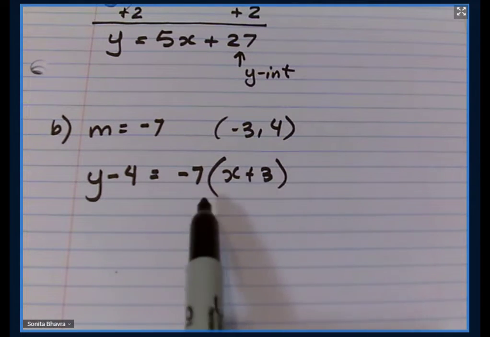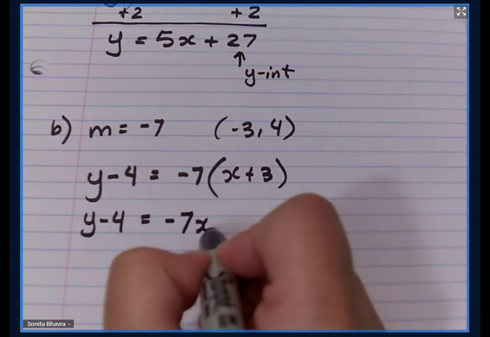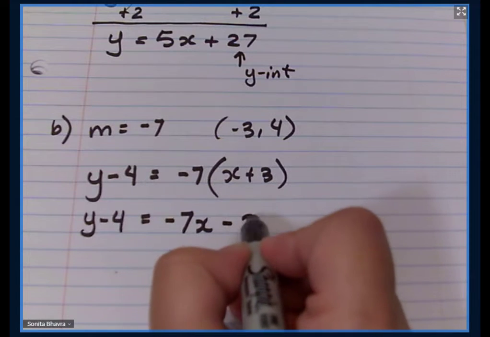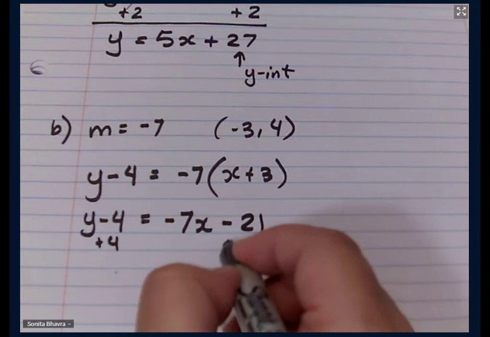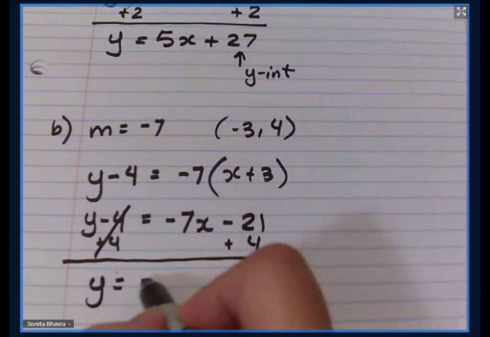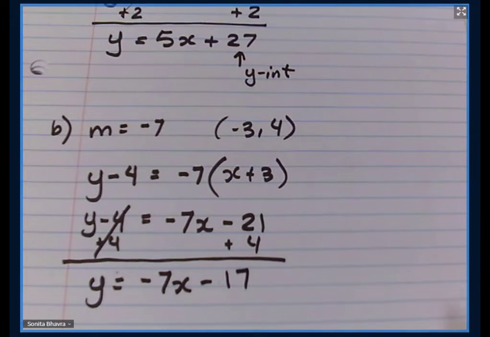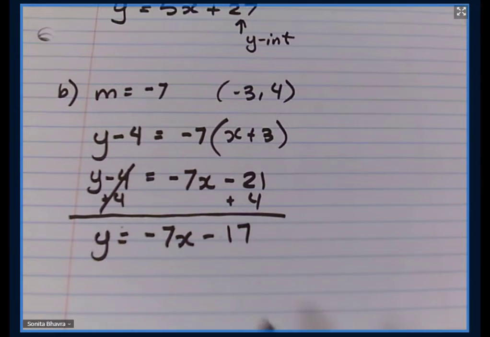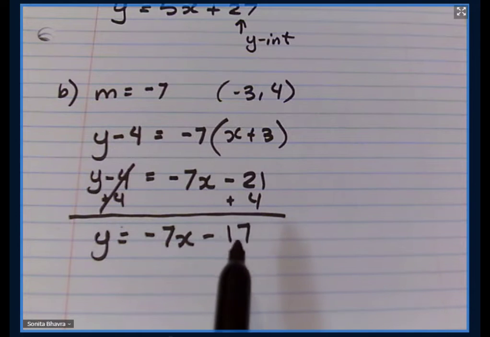So multiply this out on the right-hand side. Becomes negative 7x minus 21. And now we just have to add 4 to both sides. And that gives me y equals negative 7x minus 17. All right, so our slope is still the same. Our slope is still negative 7, just like we were given in the beginning. And we know that our y-intercept is at negative 17.